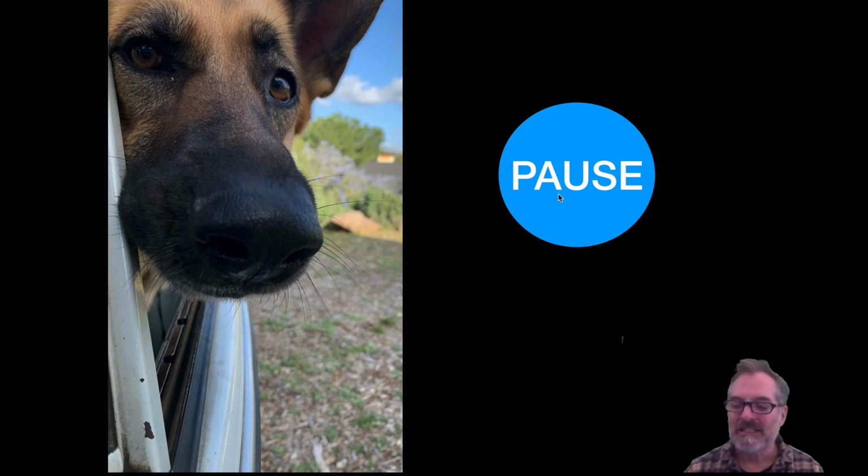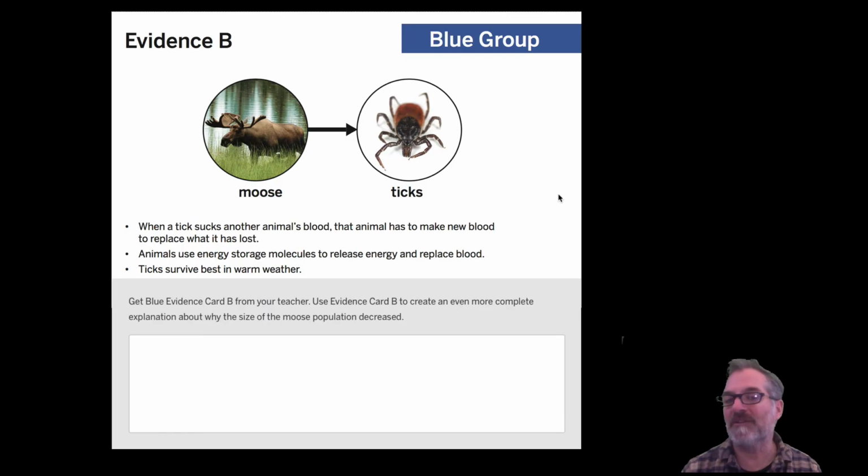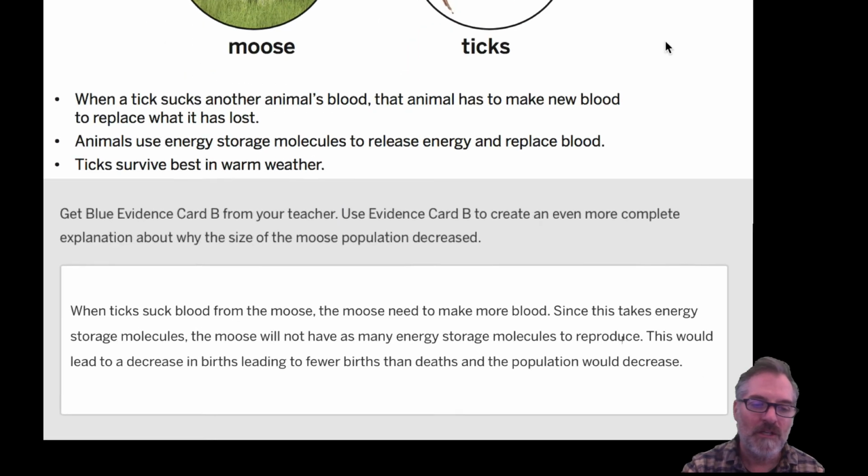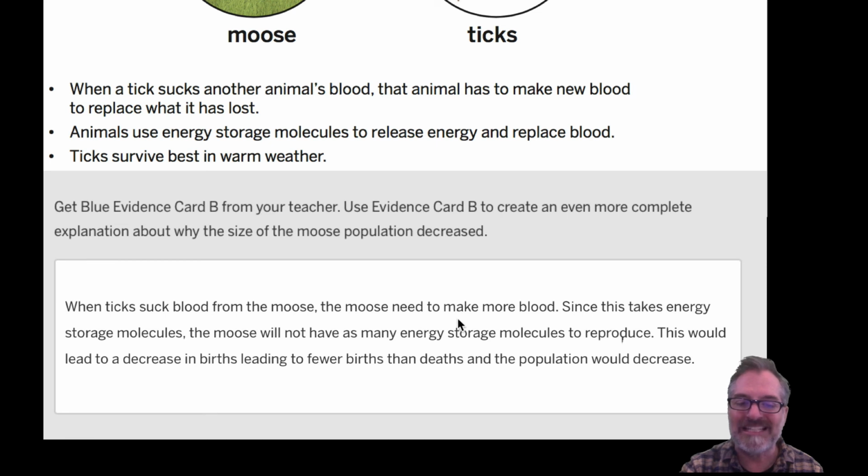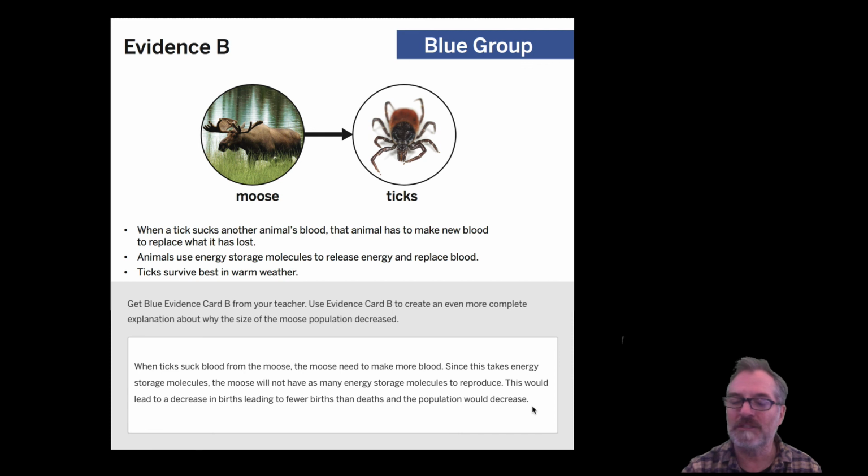All right, I am back, and let's take a look at your scientific thinking versus my scientific thinking. Again, I think you guys got this, so let's take a look here. When ticks suck blood from the moose, it needs to make more blood. If you've got that, underline it. Since this takes energy storage molecules, the moose will not have as many energy storage molecules to reproduce because it's making more blood. This would lead to a decrease in births, leading to fewer births than deaths, and the population would decrease. So go ahead and underline those and add to that. So hopefully you had many of those components in your answer. So bravo, great job with that.